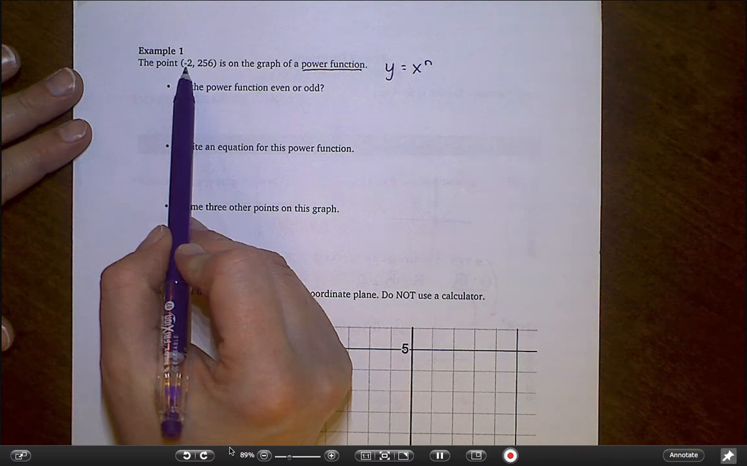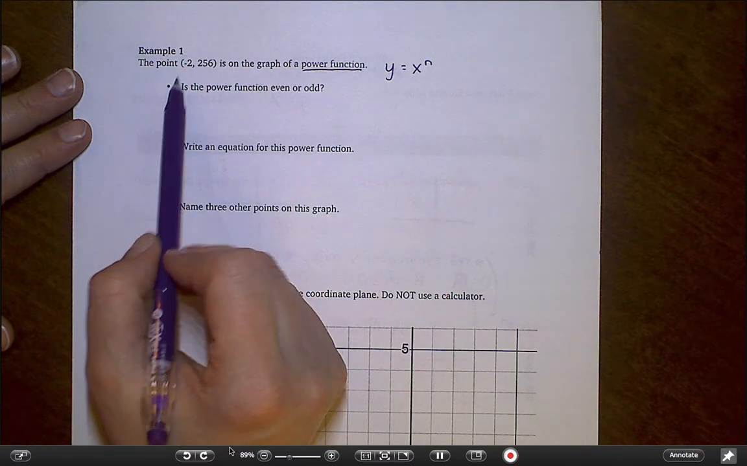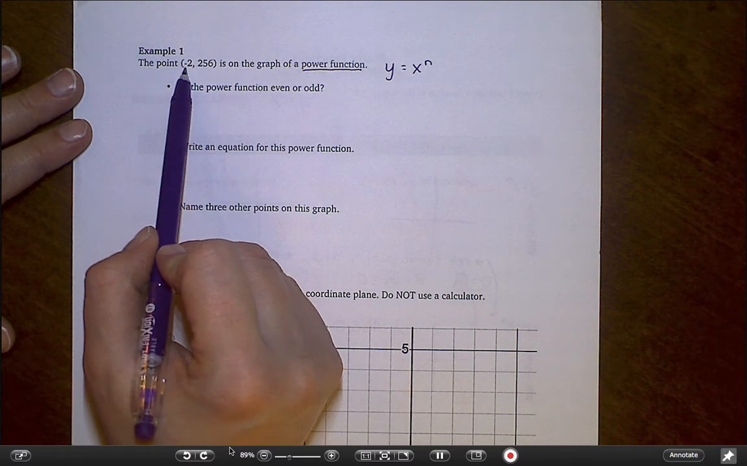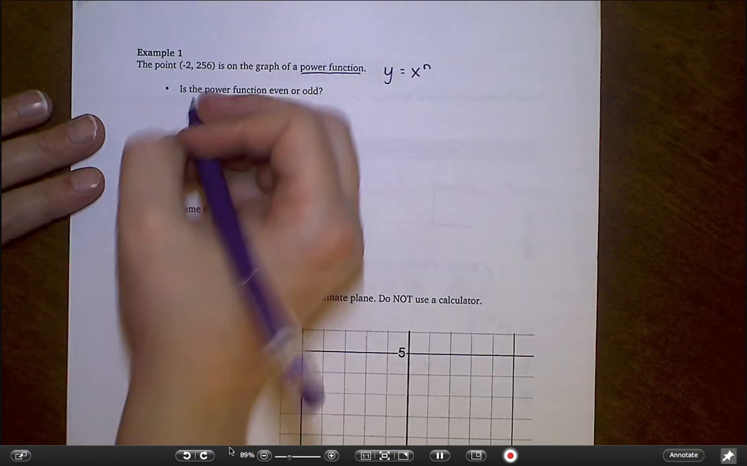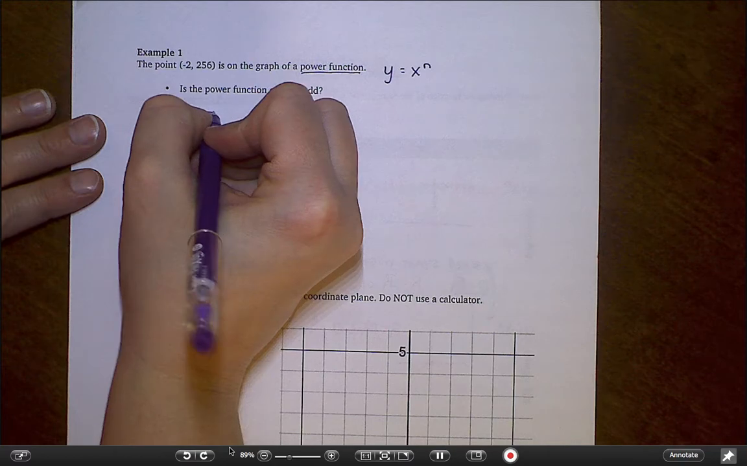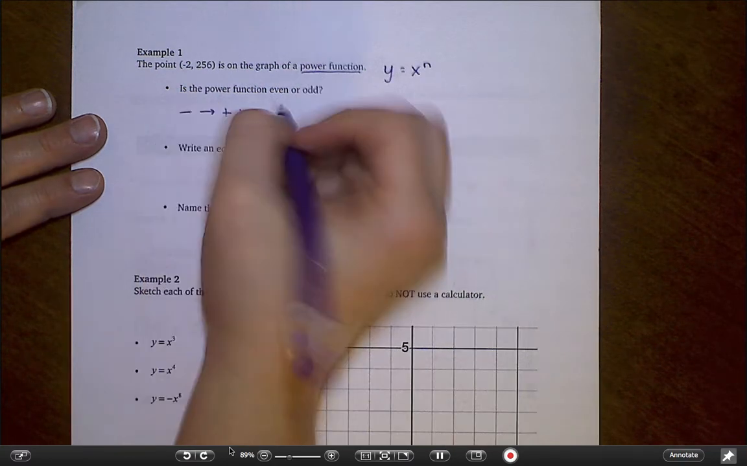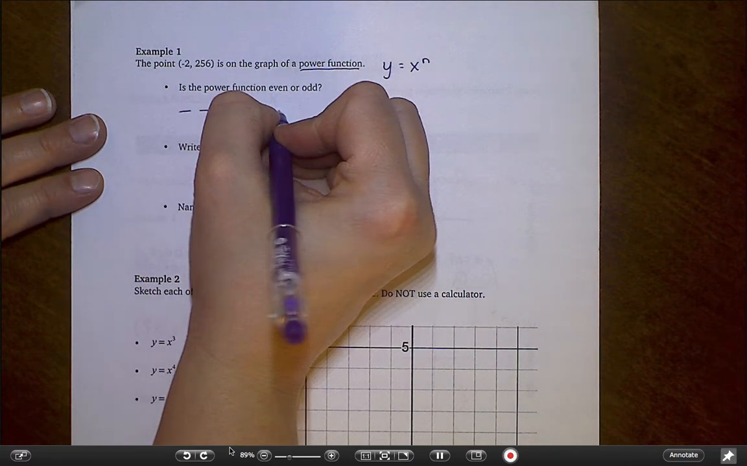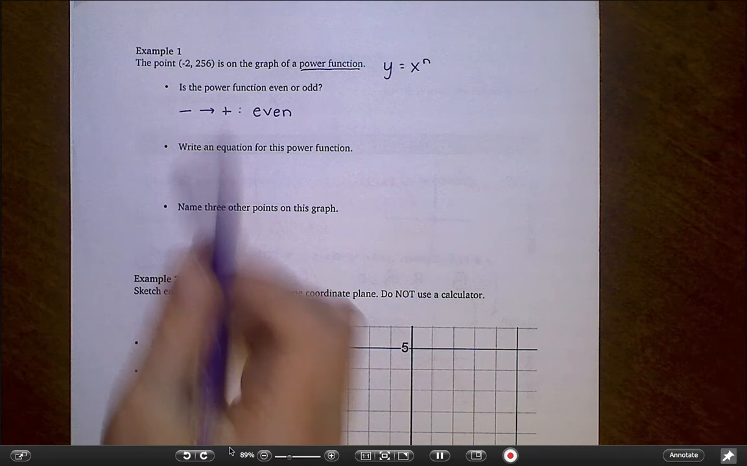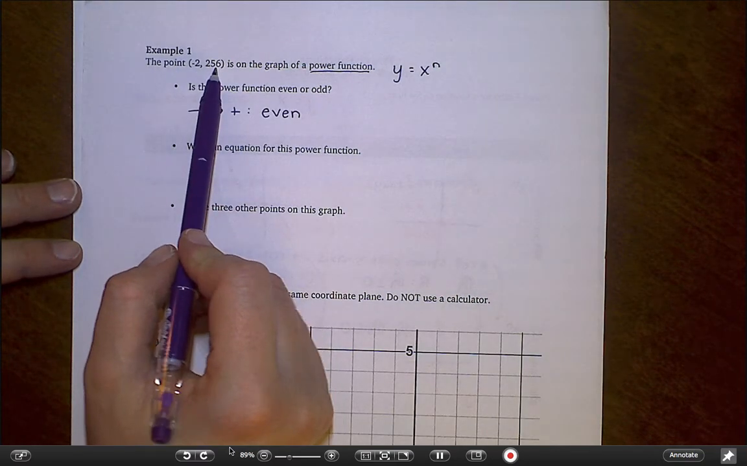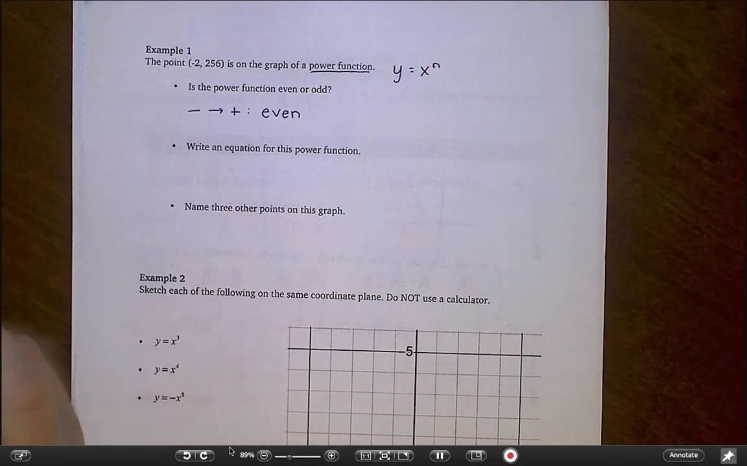We know this is an even power function because I took a negative number and put it in and it came out with a positive result. So because I went from a negative value to a positive value, that tells me I must be working with an even power function. If it were an odd power function, my negative value would have given me a negative y value as well. So now to write an equation.